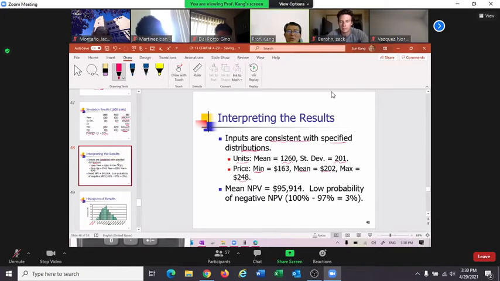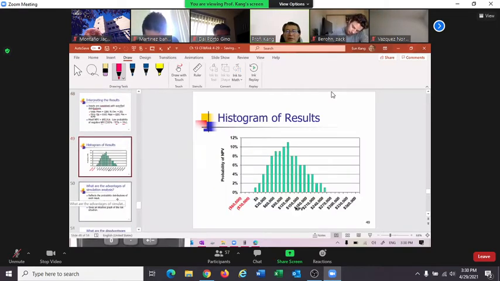So the mean net present value is 95,904. Low probability of negative NPV, only 3%, 97% positive. And if you graph that, then what? Histogram of results. So you see some probability distribution like this, right?